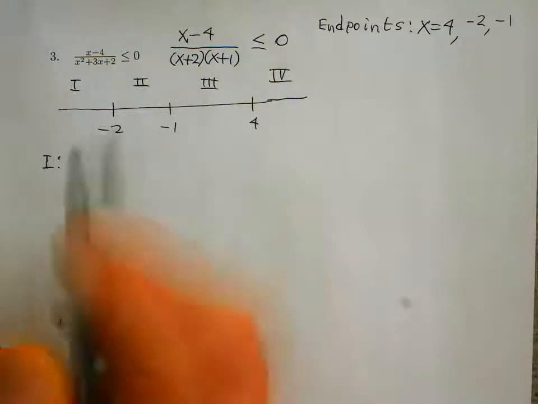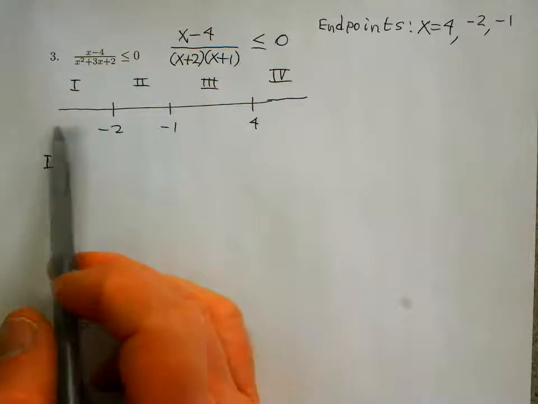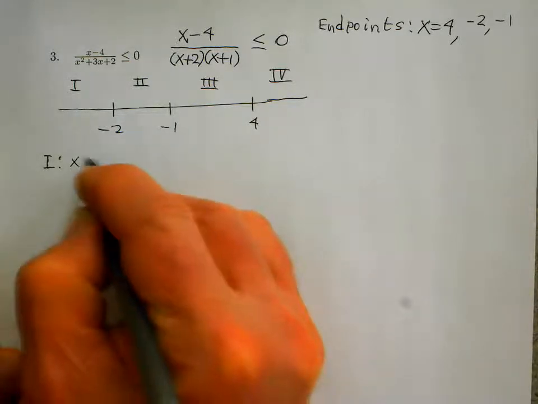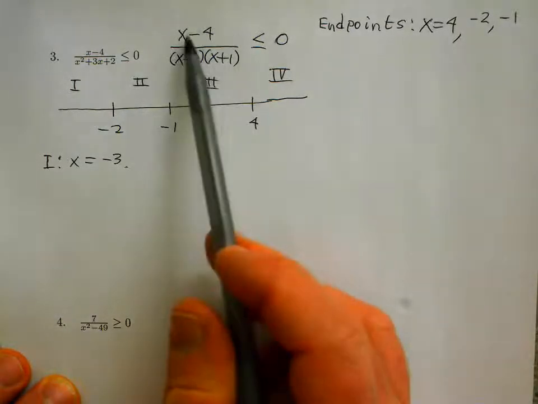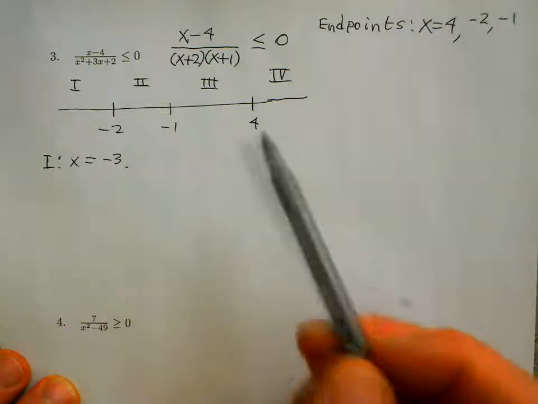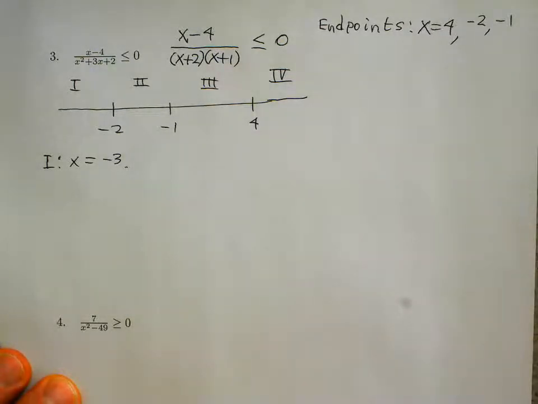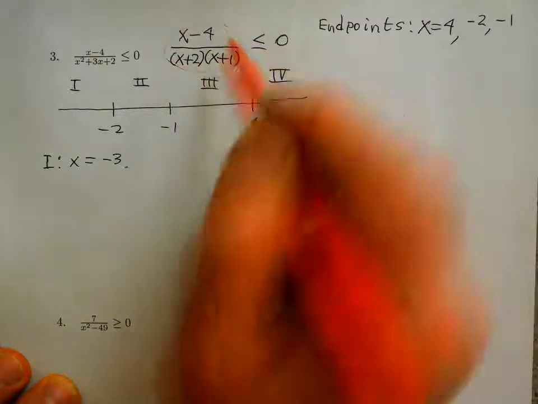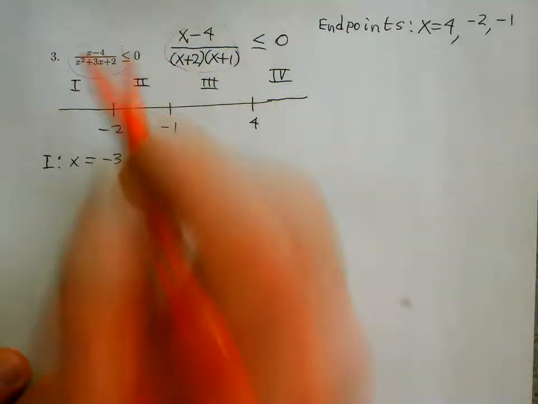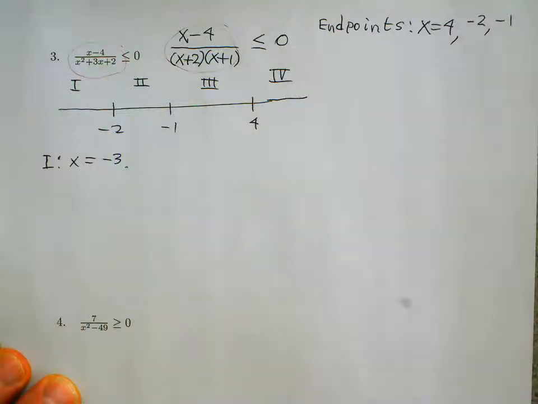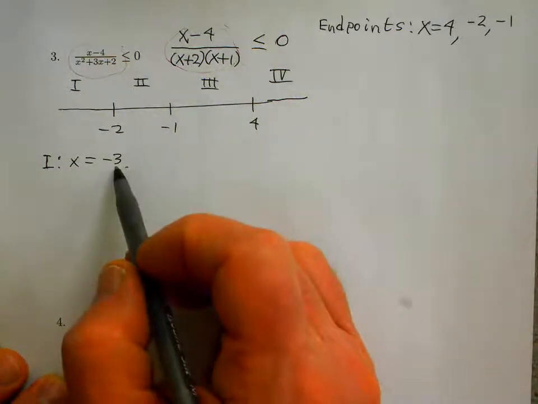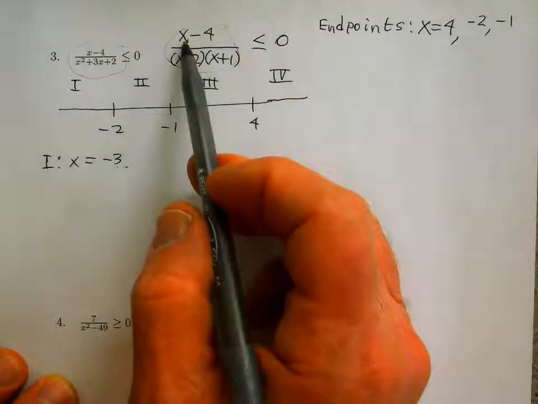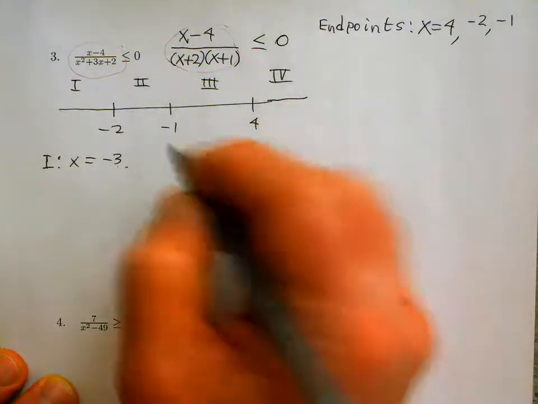Okay, in the interval on the left, I'll pick -3 as the test point. And then in the inequality, replace every x with -3. You can use the factored form of the denominator, or you can use the original denominator, x squared plus 3x plus 2. It shouldn't matter. I'll go ahead and use the factored form. Replace every x with -3. In the numerator, -3 minus 4 is -7.